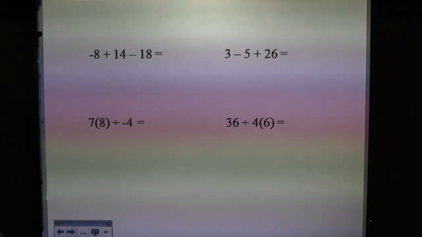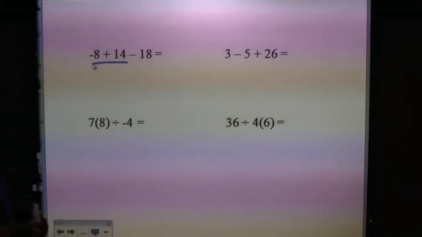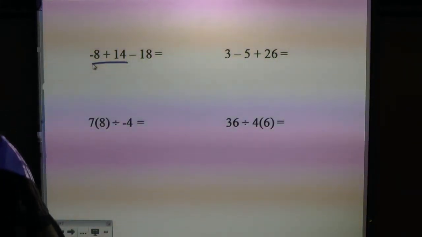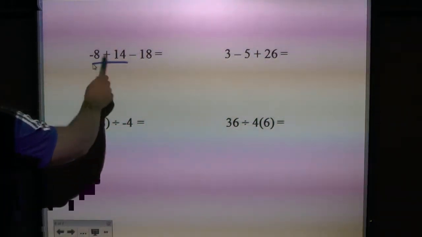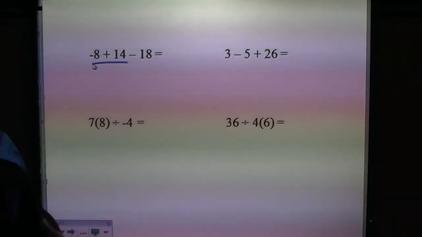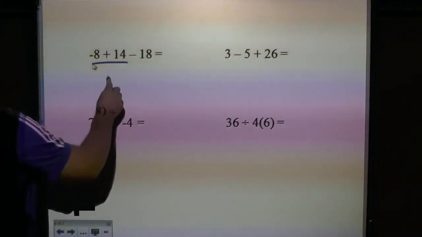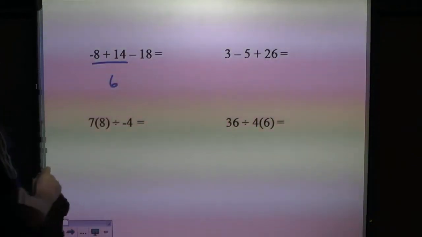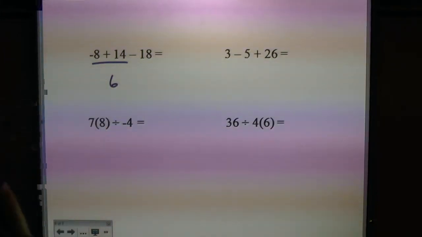As we look at this, we're going to read this from left to right, because all we have is addition and subtraction. First thing we have is negative 8 and a positive 14. Well, from what you wrote down about integers, when we have addition or subtraction, we look at the signs. Well, the signs on here say they're different. So if the signs are different, you subtract them and you give it the sign of the larger number. So if you subtract 14 and 8, you end up with 6.